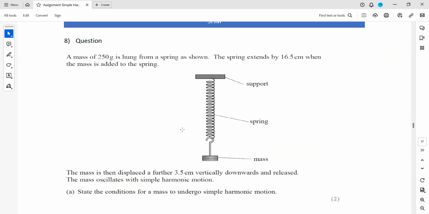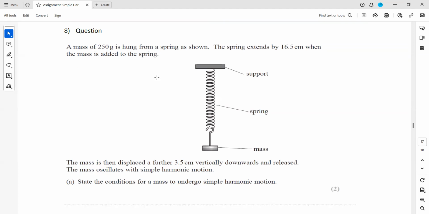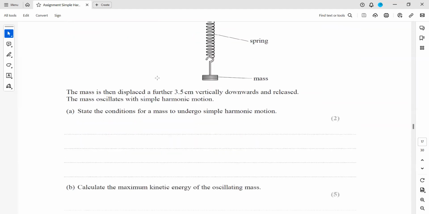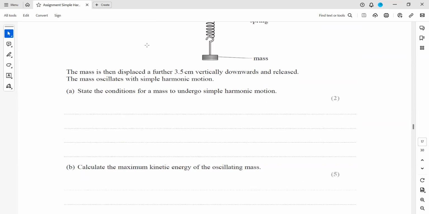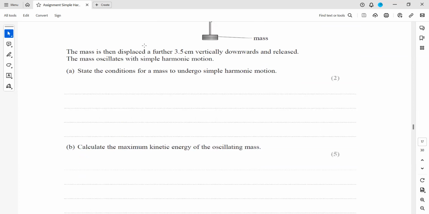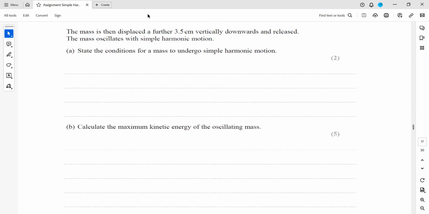Another question, question 8. This question is about a 250 gram mass vibrating on a mass spring system. The spring is extended by 16.5 centimeter when the mass is added. The mass is then displaced a further 3.2 centimeter vertically downward and released. The mass oscillates with simple harmonic motion. State the conditions for a mass to undergo simple harmonic motion. So what are the conditions for simple harmonic motion?